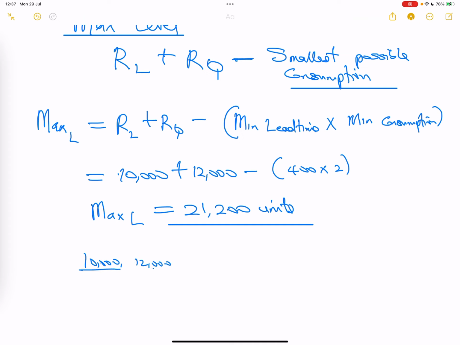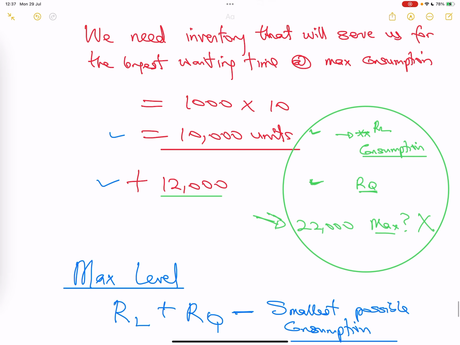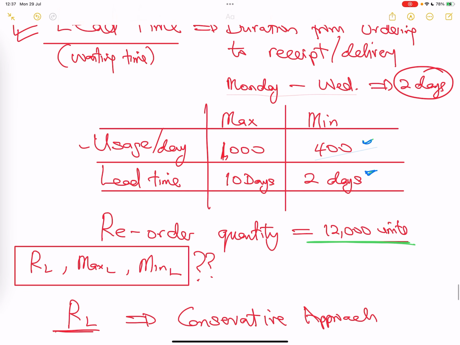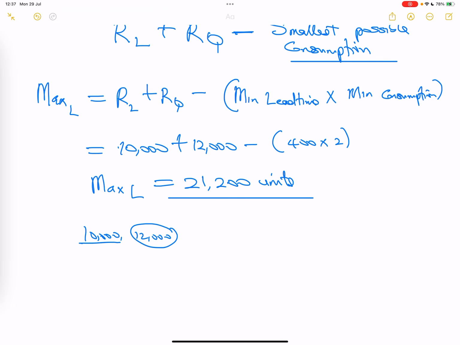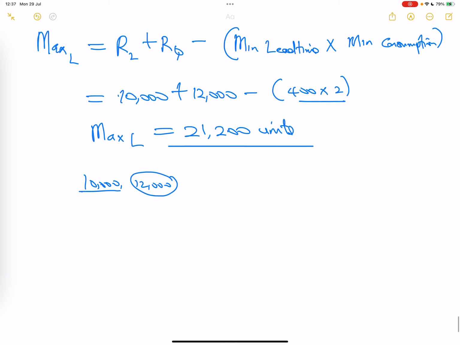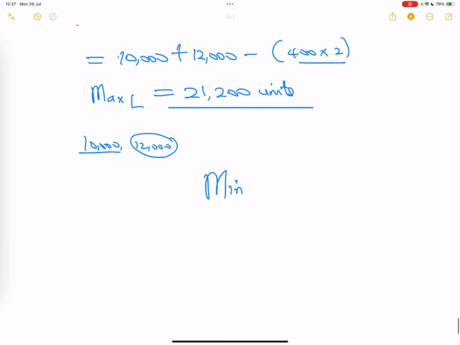Before this 12,000 will come, we will consume inventory. And we have seen that the least inventory we can consume in a day is 400. And the earliest this order of 12,000 can come is 2 days. So which means we'll consume twice, 2 days before the new order can ever come. So we'll have consumed this 800. And that is why our max level will be 21,200. So there's no way we will ever have more than this 21,200 at any point in time. The third one is the minimum level.